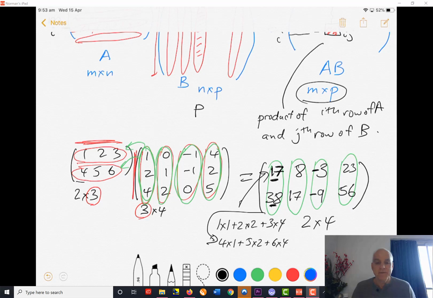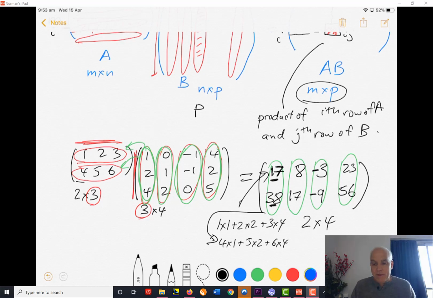Okay? So this is how I want you to think about things. When multiplying matrices, you're multiplying the rows of the left one with the columns of the right one. Okay? And you're going to get a number for each possible product. That's what you do. And so you're just organizing all the possible products.